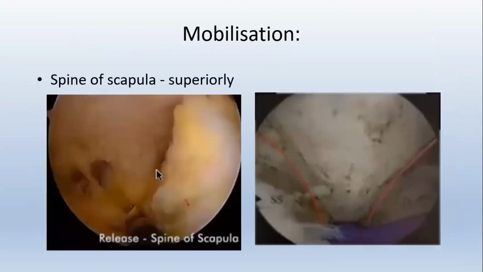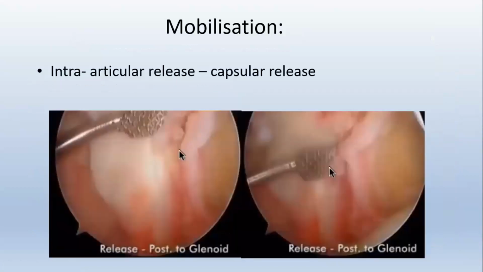Then we have to release the spine of the scapula, that is supraspinatus anteriorly and infraspinatus posteriorly. And we should not go more medially than 1 centimeter because there runs a risk of injuring the suprascapular nerve. And next is the intra-articular release, that is capsular release. It should be done from the posterior capsular release to the superior glenoid. And in the same way, in the superior glenoid, we should not go beyond 1.5 centimeter from the superior glenoid. There lies the supraglenoid nerve that runs the risk of injuring the suprascapular nerve.